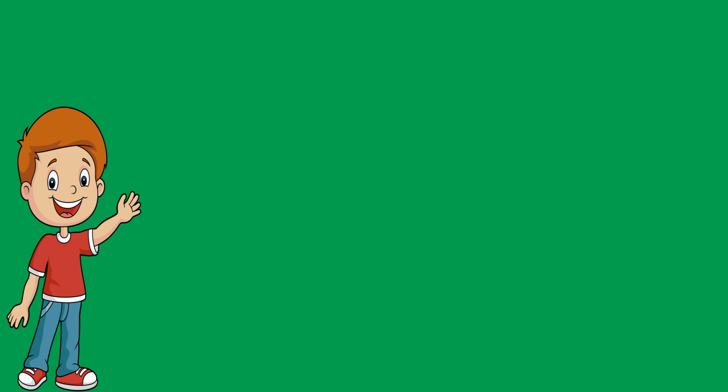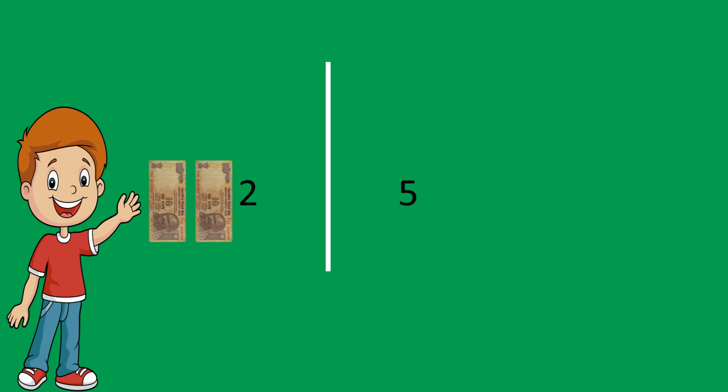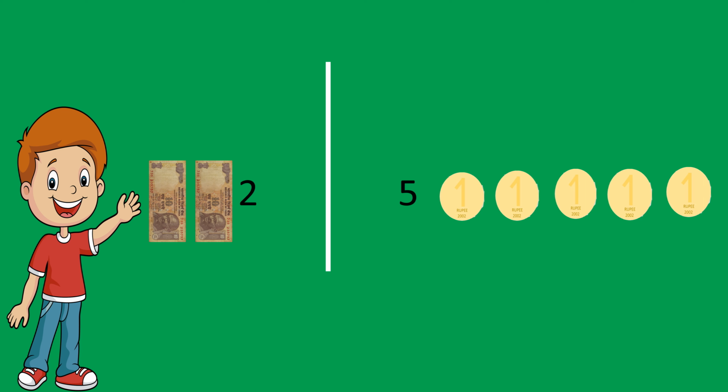In this case, we will write 25 rupees in the form of 10 rupee notes and 1 rupee coins. Thus, in 25 rupees, there will be 2 10 rupee notes and 5 1 rupee coins. 2 10 rupee notes represent 2 tens and 5 1 rupee coins represent 5 ones.